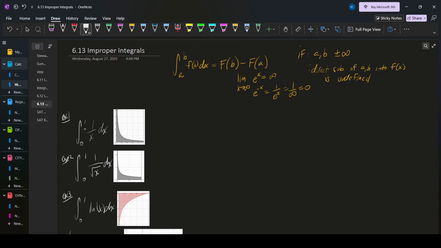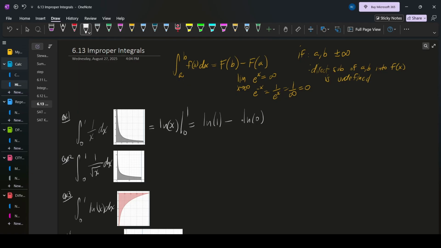We have the integral from 0 to 1 of 1 over x dx. So we know that using our integration rules, the integral of 1 over x is ln x. So we're solving natural log of x from 0 to 1. Now, we can plug in 1 into natural log of x, no problem. Natural log of 1 minus. Now, when we plug in 0 here, we're going to get natural log of 0, which is undefined.